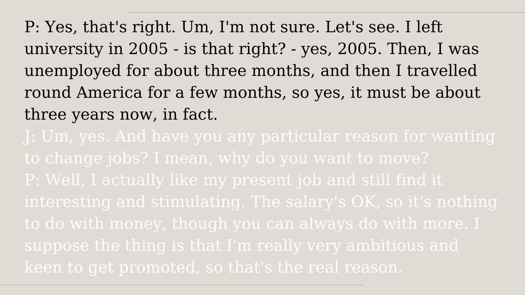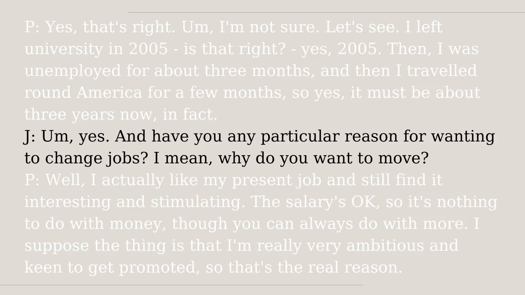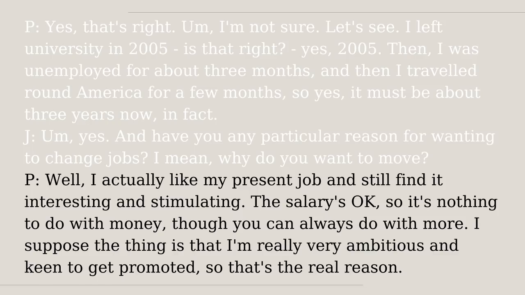Let's see. I left university in 2005. Is that right? Yes, 2005. Then I was unemployed for about 3 months. And then I traveled round America for a few months. So, yes, it must be about 3 years now, in fact. Yes. And have you any particular reason for wanting to change jobs? I mean, why do you want to move? Well, I actually like my present job and still find it interesting and stimulating. The salary's okay, so it's nothing to do with money, though you can always do with more. I suppose the thing is that I'm really very ambitious and keen to get promoted, so that's the real reason.